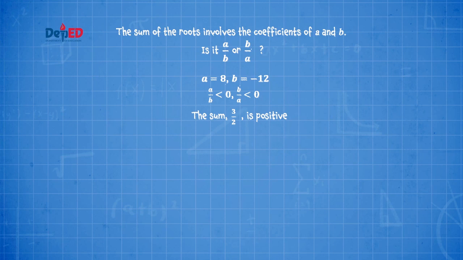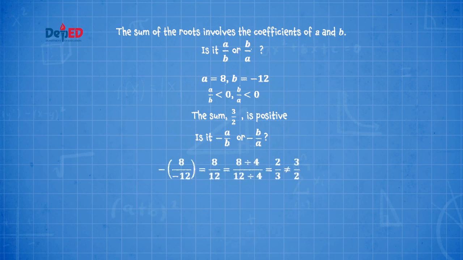So the question now is, is it negative of a over b or negative of b over a? Let's check. Negative of a over b equals the negative of 8 over negative 12. And it must be equal to 8 over 12, which is positive, and can be simplified as 2 over 3. And 2/3 is not equal to 3 over 2. Thus, it can't be the negative of a over b.